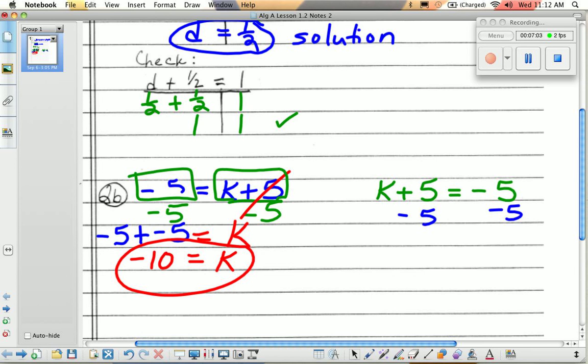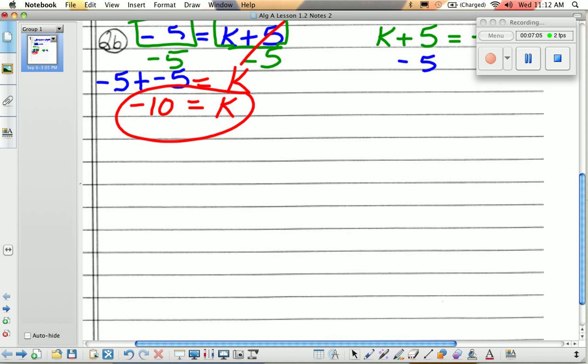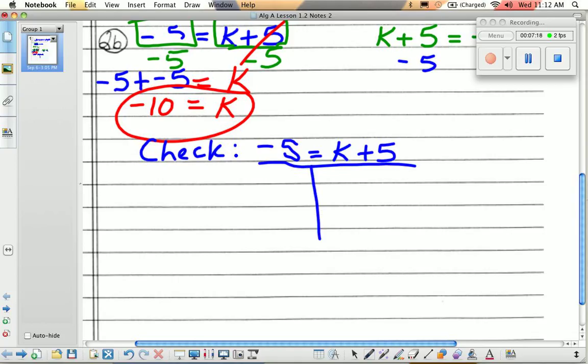Okay? That makes sense? Okay. What do we have to do now, you guys? Check. Checking it. Okay, let's go. We have to write down our equation that we were given. We have to substitute. We have negative 10 going in for k.